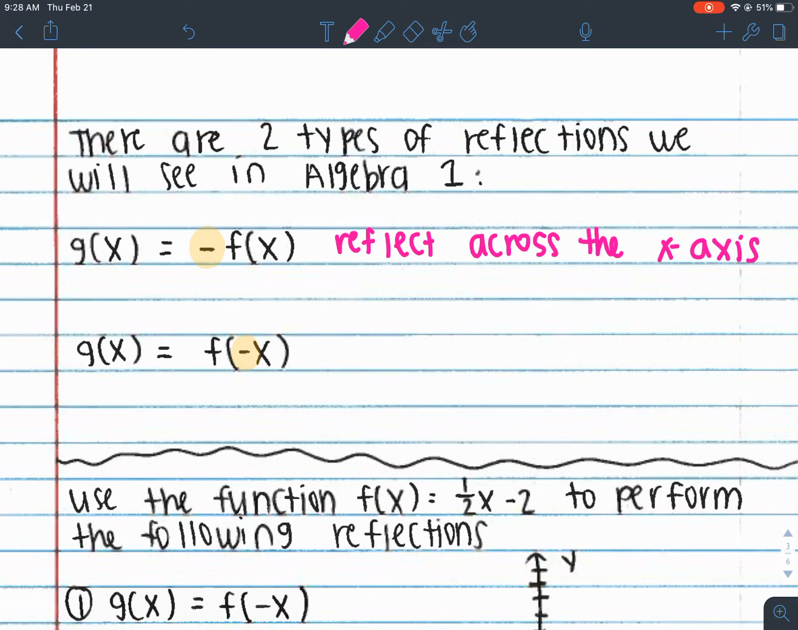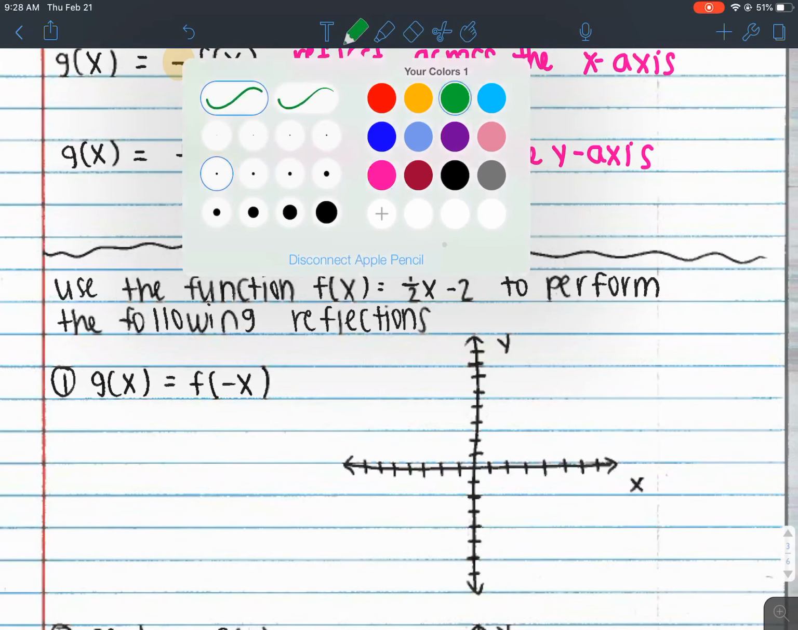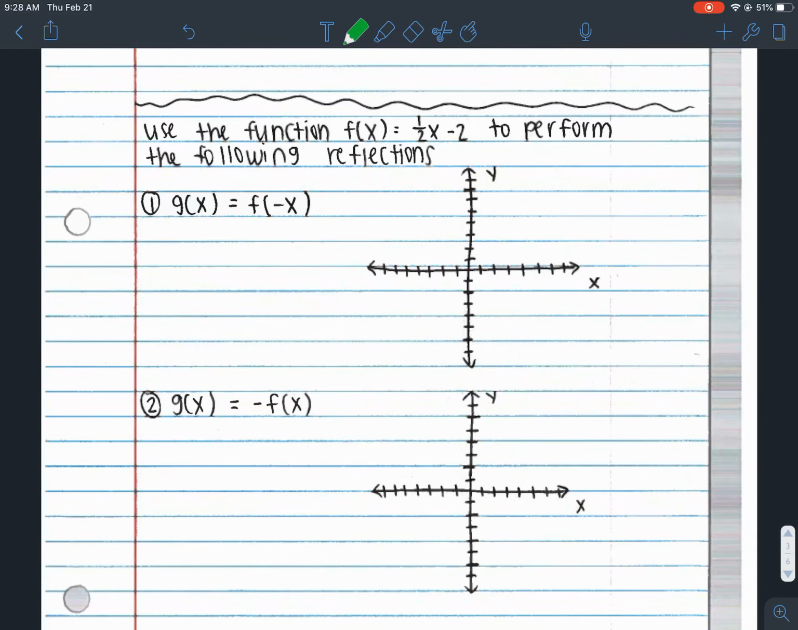Now I want you to say reflect if you have to say reflect. We don't really want to use the word flip too much. We want to use proper math vocabulary. So make sure we say reflect. And then if that one's the x-axis, the next one's going to be a reflection across the y-axis. Just make sure that you understand the difference between these two because you don't want to do the opposite. It's hard to give you partial credit if you don't do anything close to what it was asking for. All right, so we're going to go ahead and graph some reflections.